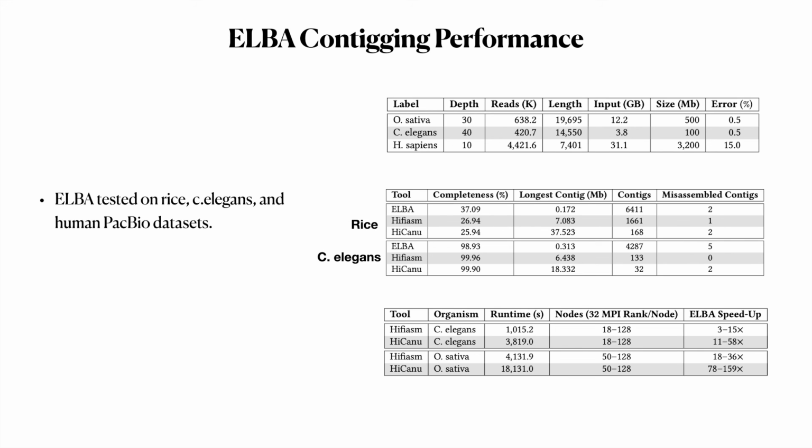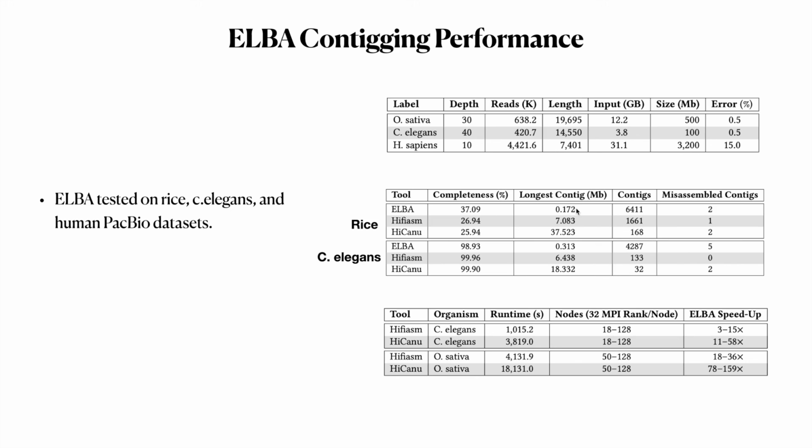So we tested ELBA on 3 PacBio datasets: 2 HiFi datasets, rice and C. elegans, and a human CLR dataset, and our results showed very good assembly rates. We only misassembled 2 out of 6,000 rice contigs and 5 out of 4,000 C. elegans contigs, and the completeness score was also very competitive with state-of-the-art software HiFiasm and HiCanu. Completeness measures the percentage of the reference genome that's covered by a correctly assembled contig.